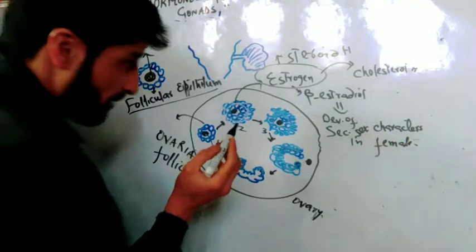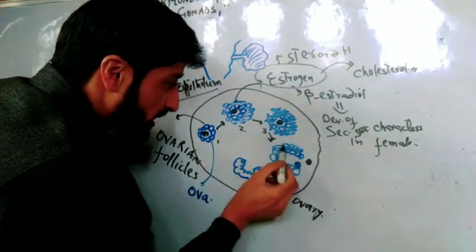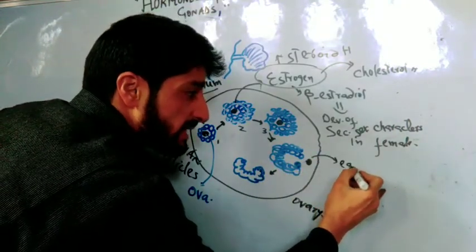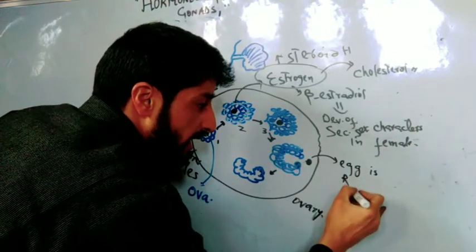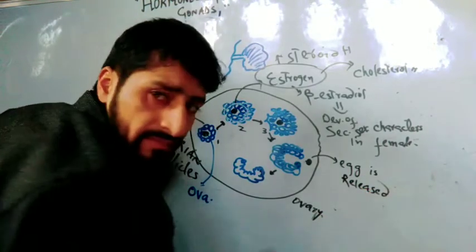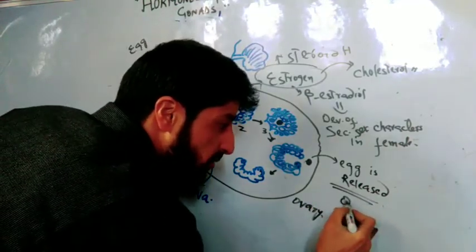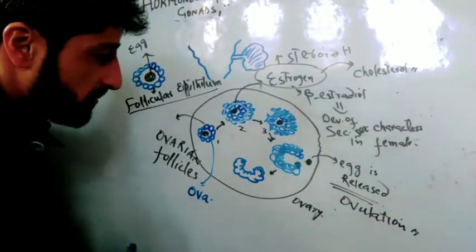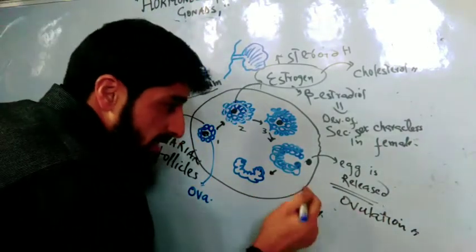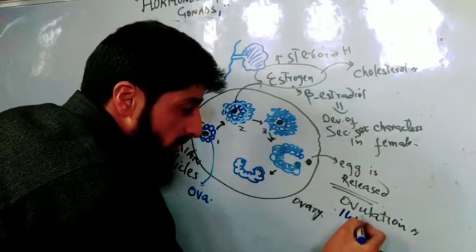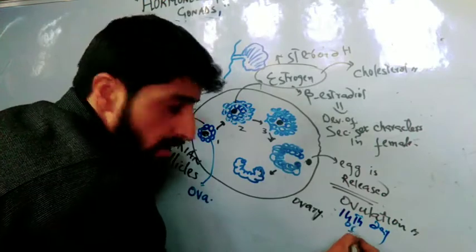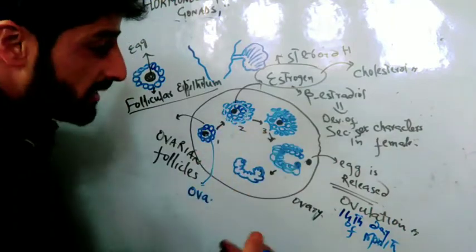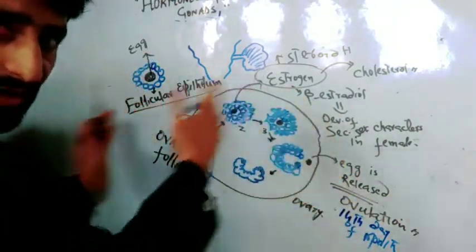Now, what happens is that from these ovarian follicles, egg is released. Release of egg is known as ovulation. Once egg is released, approximately after every 14th day of month, it is this egg that is released from the respective ovary, from one ovary, and in next month from the second ovary.